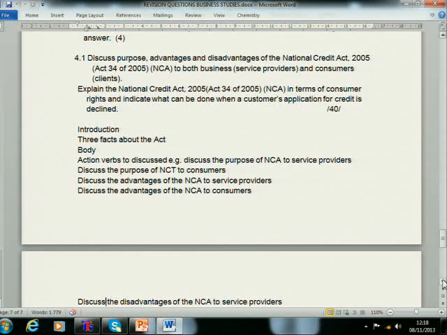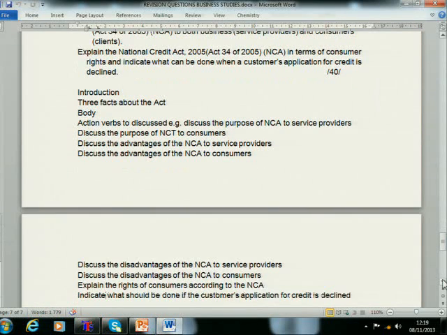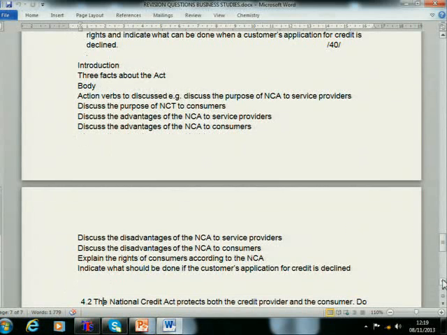And then from there, we go to the other aspects which are indicated there. After explaining all of them, discuss the disadvantages of the National Credit Act to the service providers, disadvantages of this to the consumers, explain their rights, the rights to consumers, and indicate what should be done if the consumer's application for credit is declined. In other words, you have indicated all those action verbs. You are going to talk about all the action verbs in the question, and this will make you get full 2 marks for analysis.